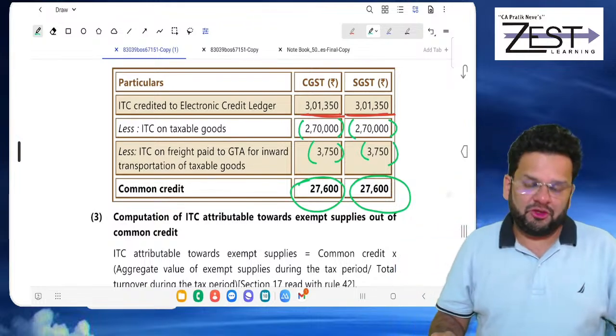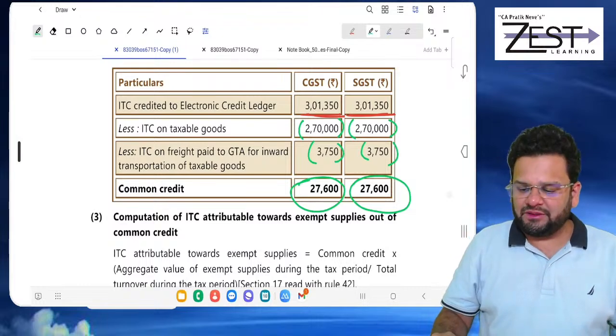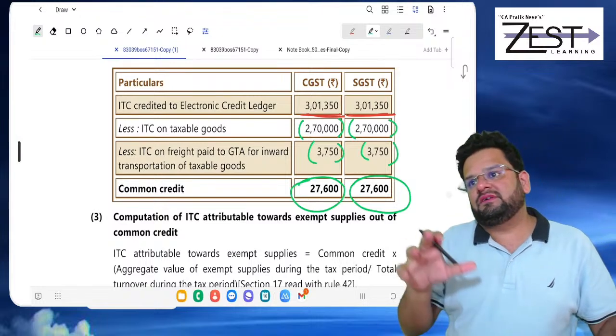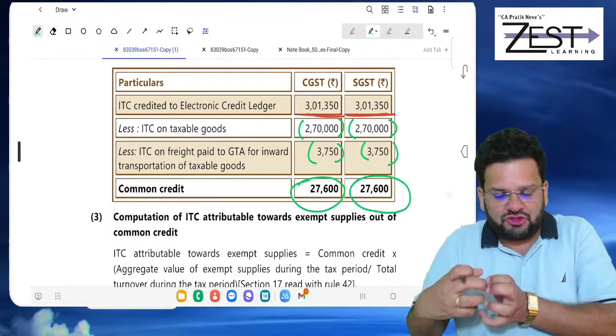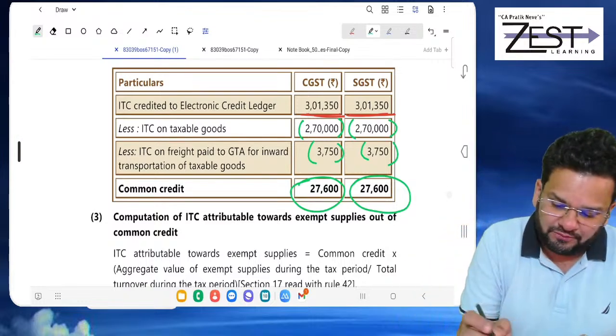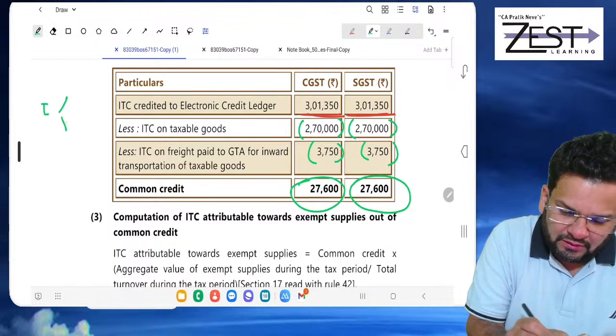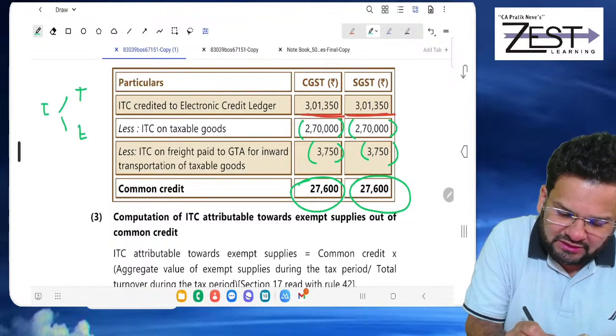27,600 will be a common credit. Common credit means this is ITC which relates to inputs which are used for both. What both? Taxable supply and exempt supply.